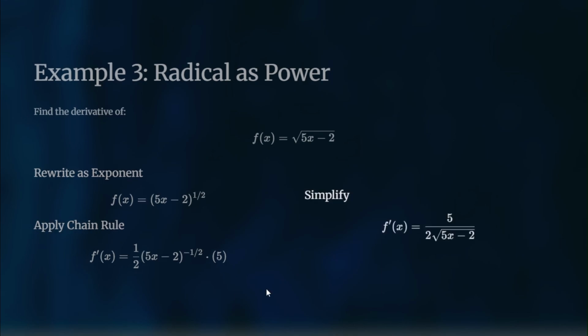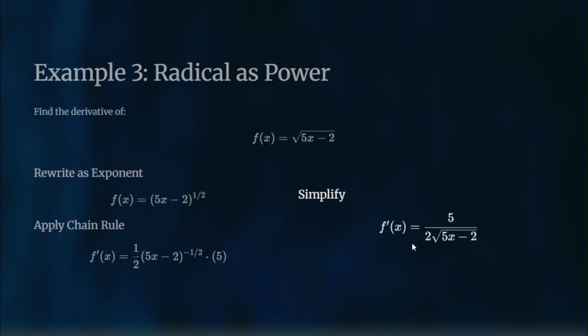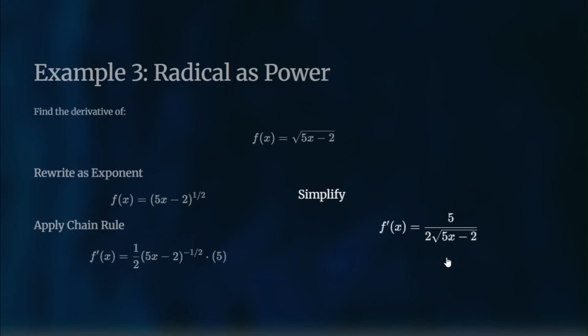So simplifying this, if we multiply 5 times 1/2, that's 5 over 2. And 5x minus 2 to the power negative 1/2 could be written as 1 over square root of 5x minus 2. Hence our final answer, f prime of x is equal to 5 over 2 times square root of 5x minus 2.